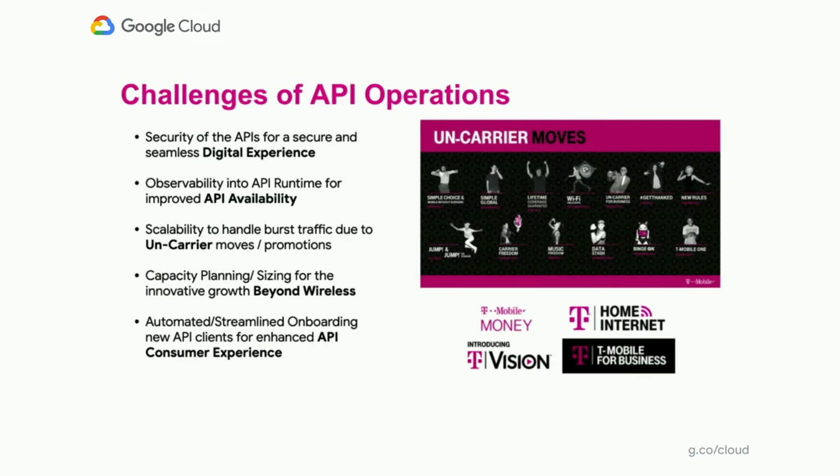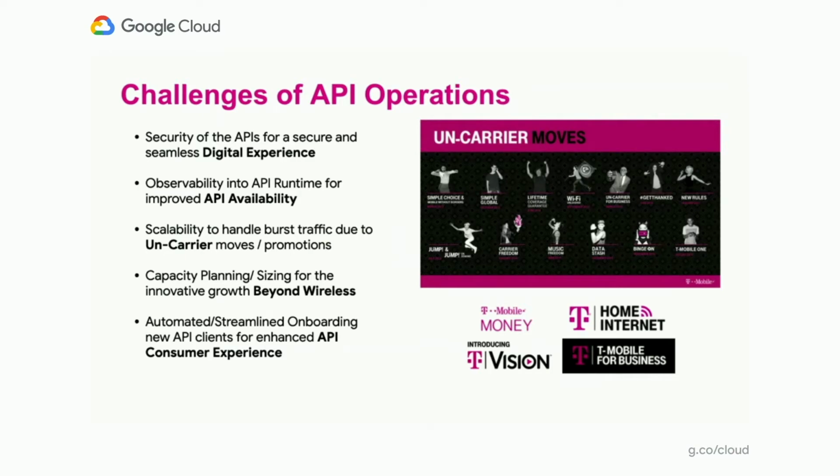Observability into unexpected and unforeseen API runtime issues and contextual information about those issues is a key challenge to improve the API availability and performance. API platform scalability to handle the sudden traffic burst during our Uncarrier Move announcements, like our latest Uncarrier Move, Scam Shield, and promotional events like Black Friday, holiday season, etc.